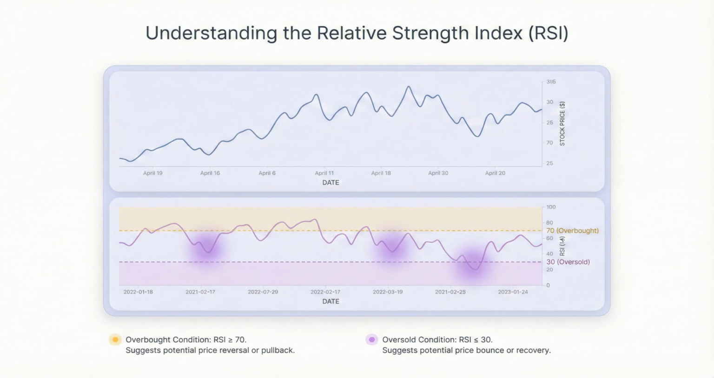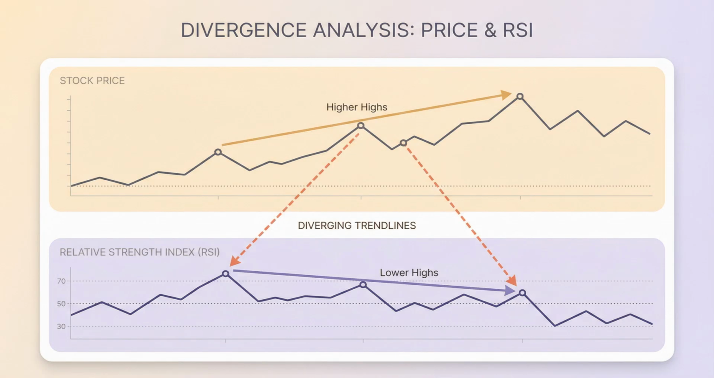On the flip side, if the RSI drops below the 30 level, the asset enters oversold territory. This indicates that the price has fallen significantly and perhaps too quickly. In this scenario, buyers might soon step in, presenting a potential opportunity for the price to reverse its trend and head back up. A more advanced use of this tool involves spotting RSI divergence.